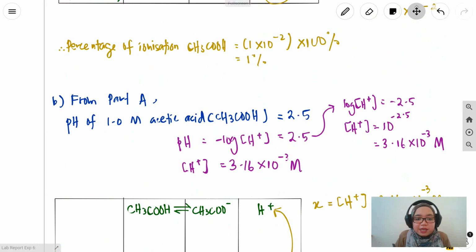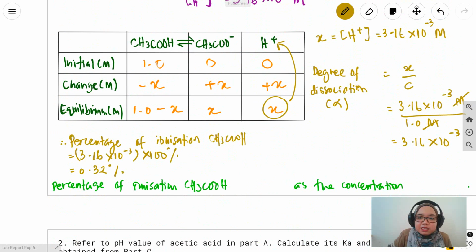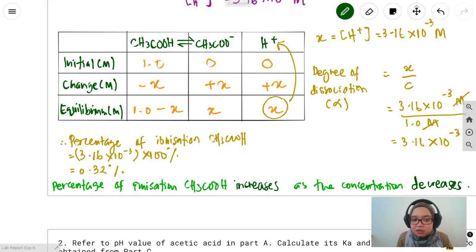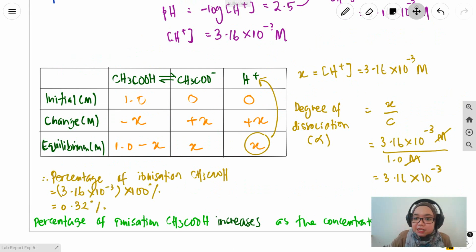So we conclude that the percentage of ionization of CH3COOH increases as the concentration decreases, kan? Sebab bila concentration lagi rendah, percentage of ionization lagi tinggi. So this is the relationship between the percentage of ionization and its concentration. Okay, so this is how you calculate lah.